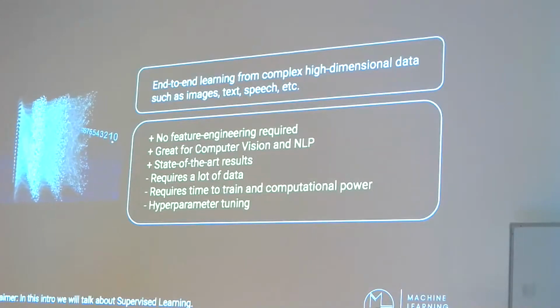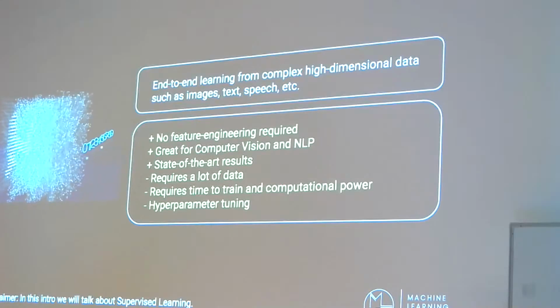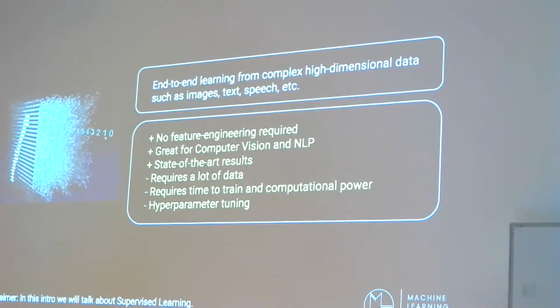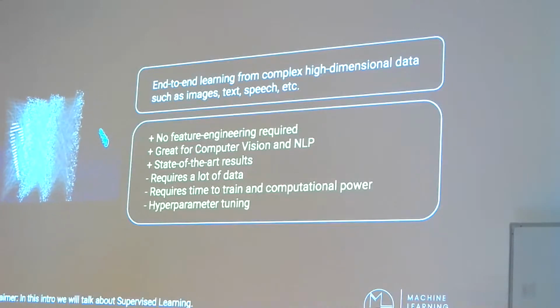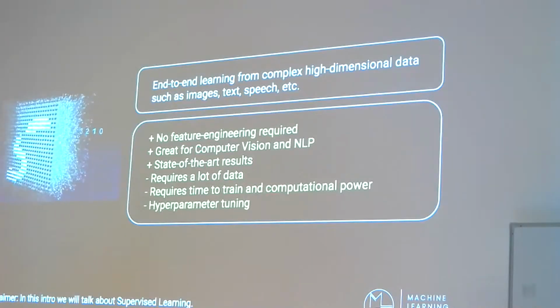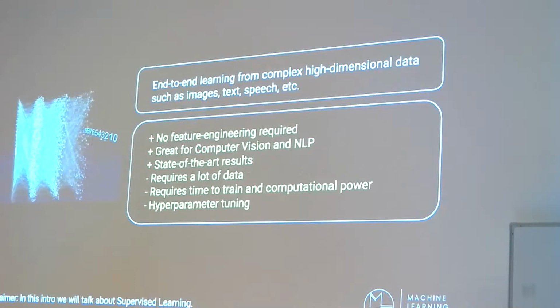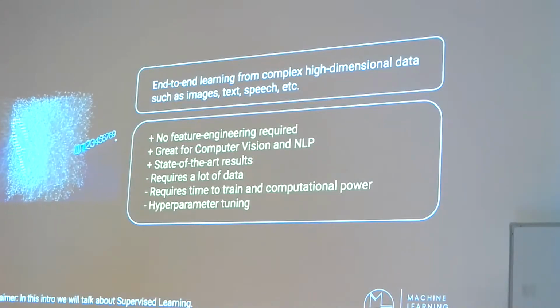The downsides of neural networks are that they require a lot of data. Typically, they don't work very well with small data sets, even though there are techniques for working with small data sets, such as using pre-trained models or transfer learning. But generally, deep learning performs very well when we have large-scale data sets. Another downside is that it requires a lot of time to train and a lot of computational power.